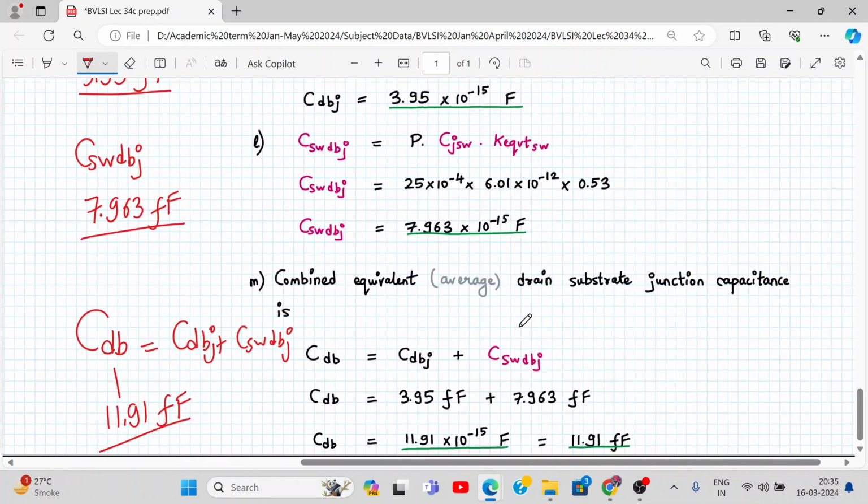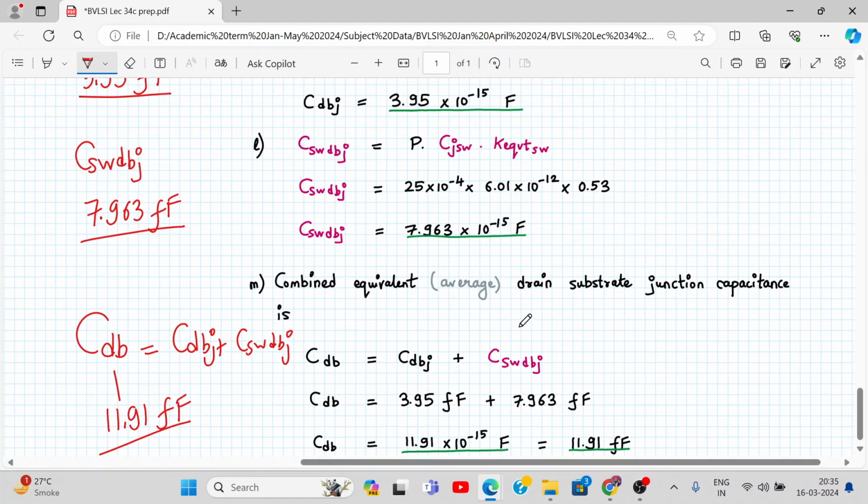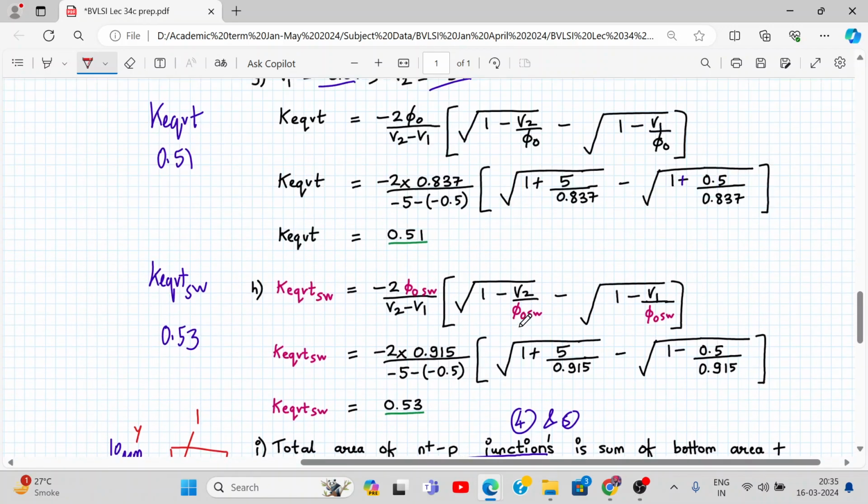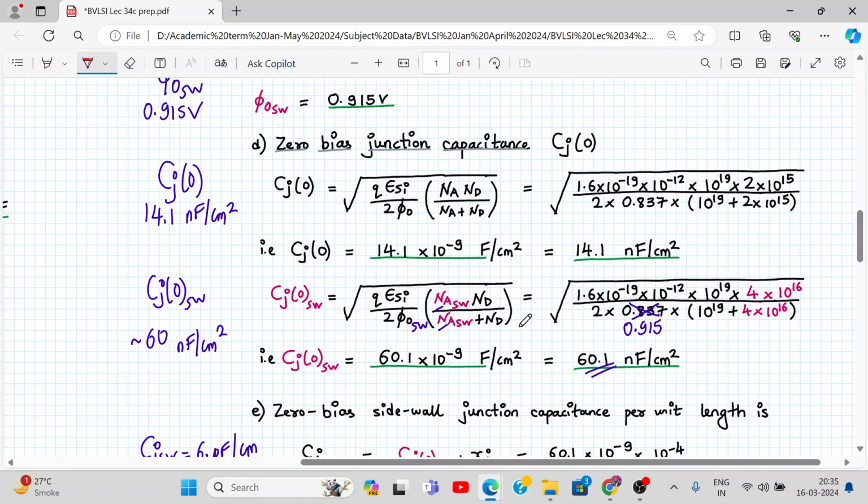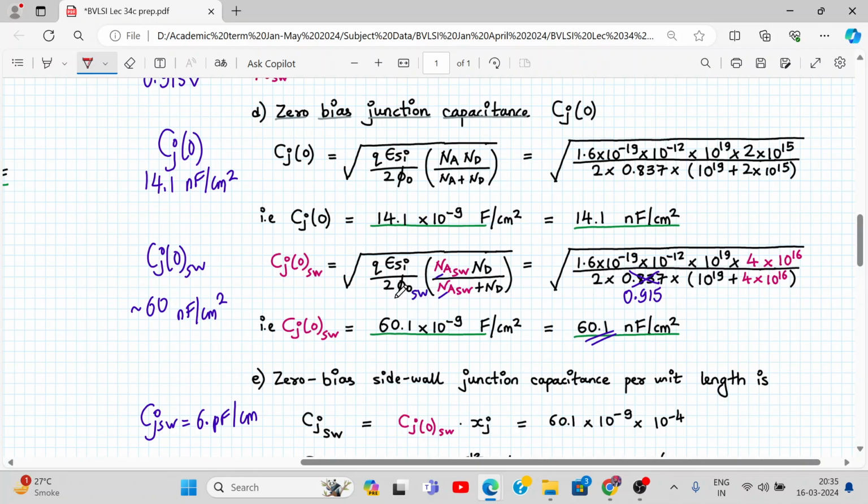Alright, so the thing which is left up to you is you need to substitute the values in the formulas and verify all the terms. There is one correction over here. The correction I've already told you. Here instead of phi naught, we have to substitute phi naught SW. So do that correction, find out the new value and plug in those values only.